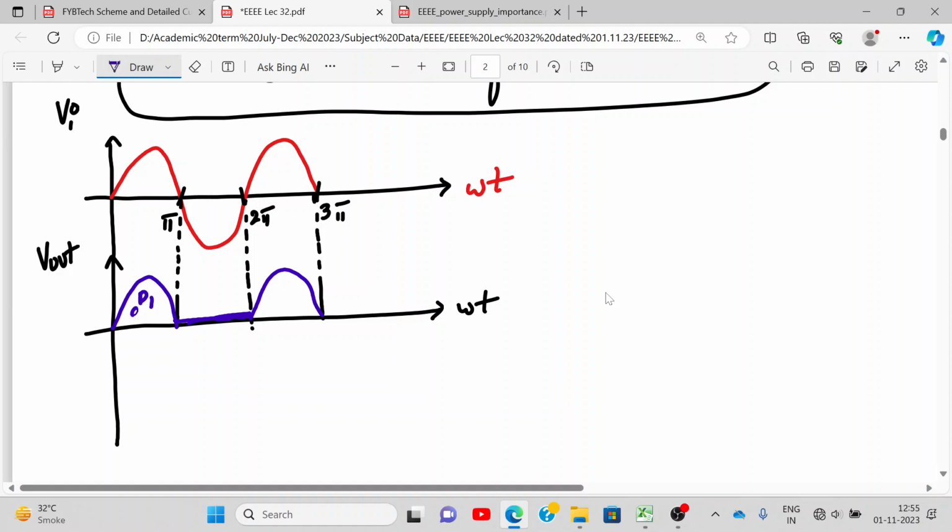And here D1 is on. You can write D1 on. Got it? And this will be Vm.